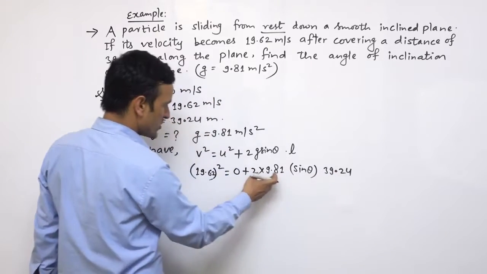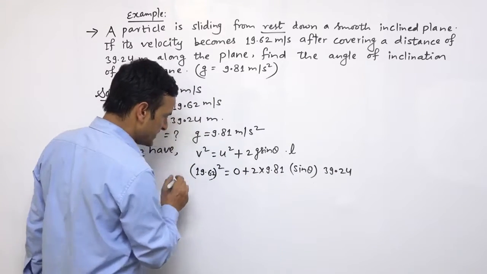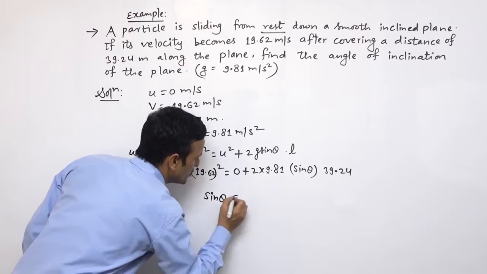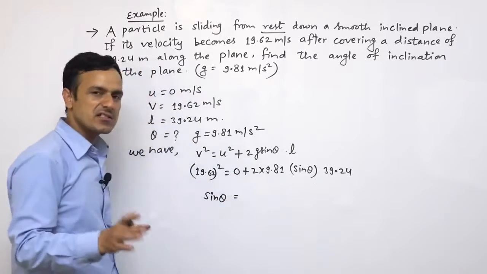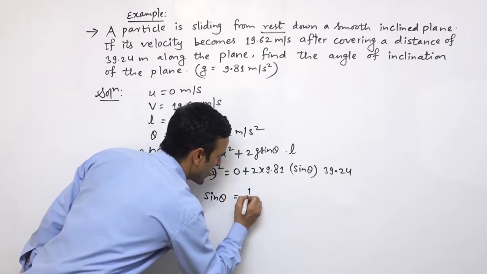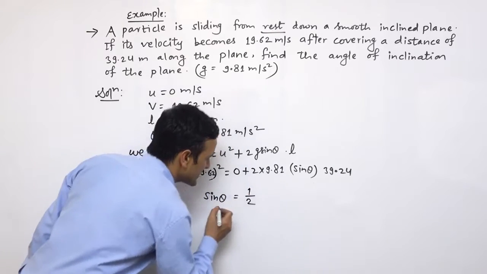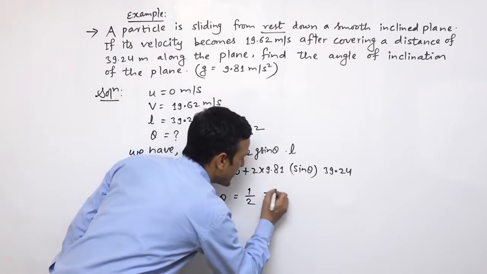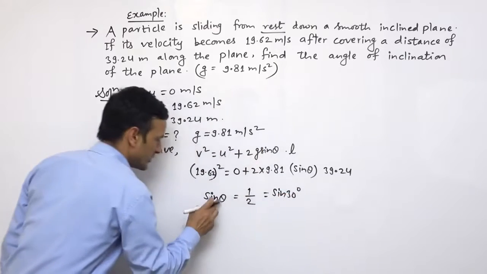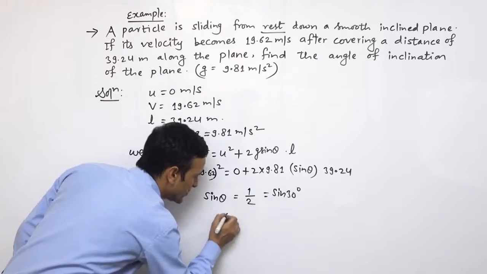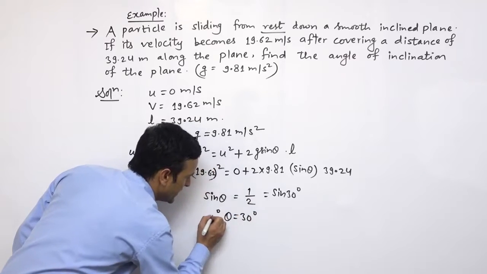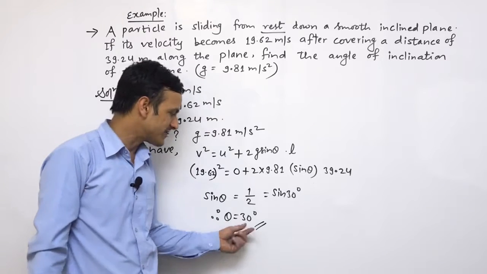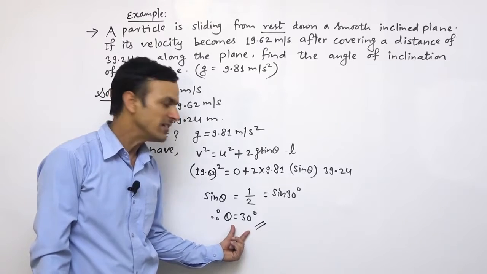So this into this into this means what? We should multiply together. And if we solve it, then sin theta is equal to 1 upon 2, and 1 by 2 is the value of sin 30 degree. So theta is equal to 30. From comparing sin and sin, we get theta is equal to 30 degree. So this is the angle of inclination of the plane. So the inclined plane makes an angle of 30 degree with the horizontal line in this case.